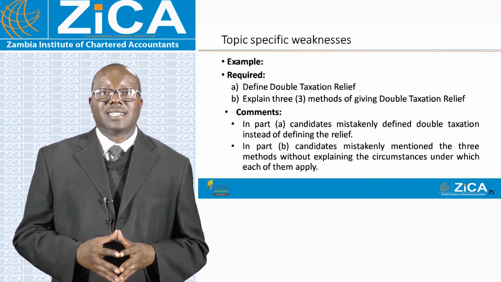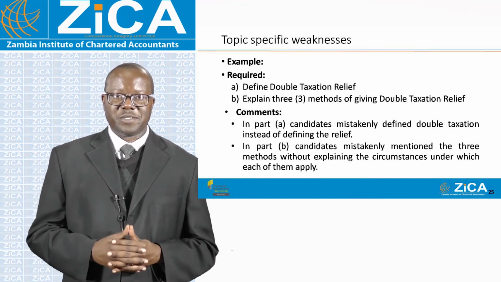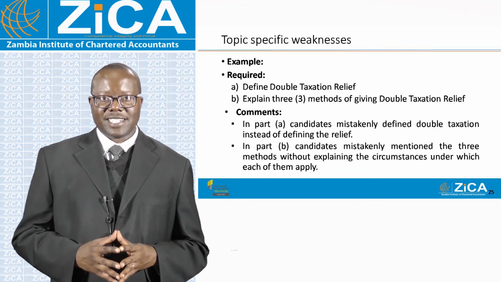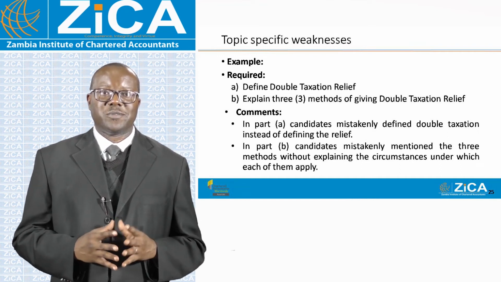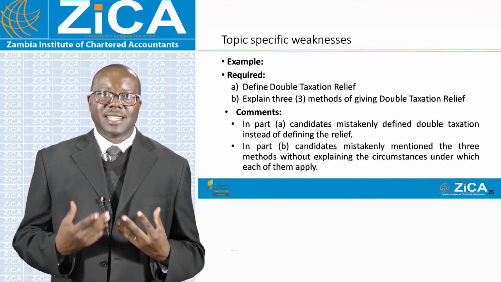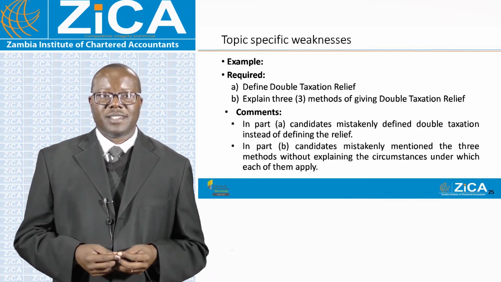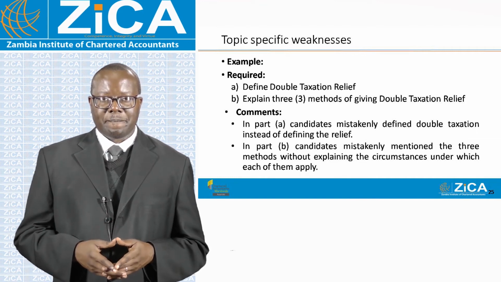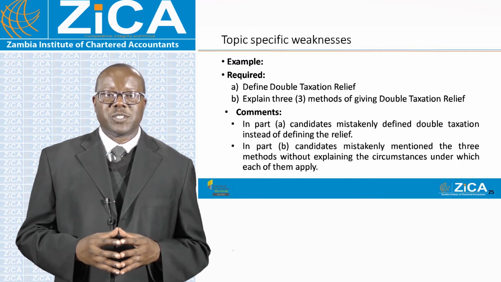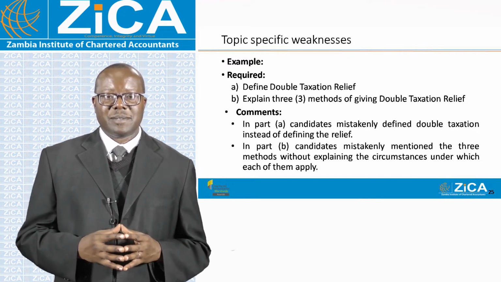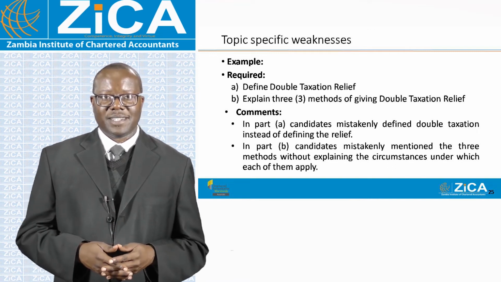In Part A, candidates mistakenly defined double taxation instead of defining double taxation relief, because the question has not asked for a definition of double taxation. It has asked for a definition of double taxation relief. In Part B, candidates mistakenly mentioned the three methods without explaining the circumstances under which each of them apply.